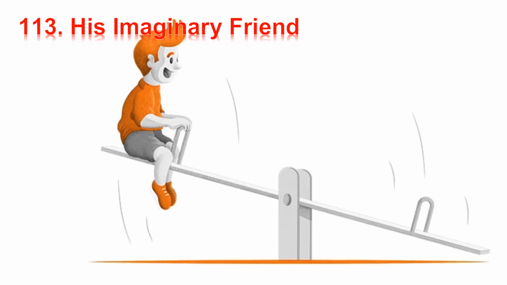He has an imaginary friend. He talks to his friend. His friend listens to him. His friend is smart. His friend is funny. His friend gives him advice. His friend goes everywhere with him. He and his imaginary friend are best friends. He is never alone. He is never lonely. His friend is always with him.